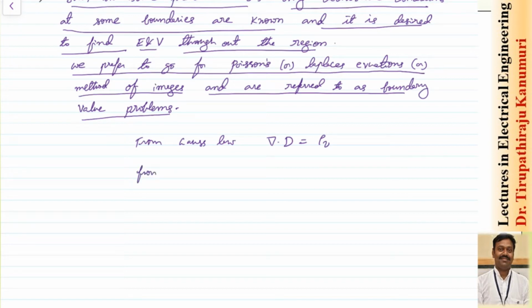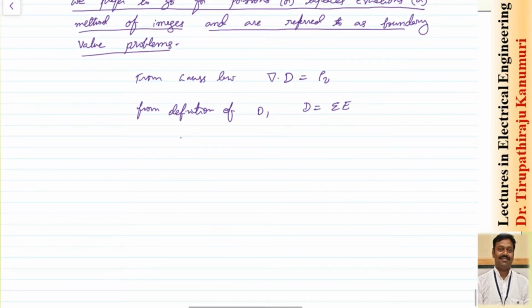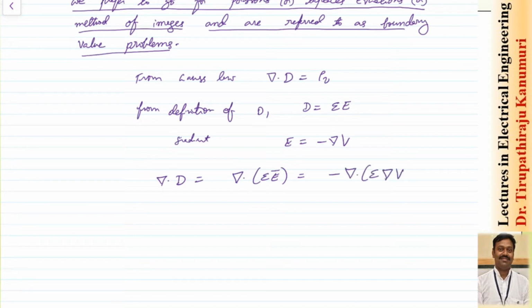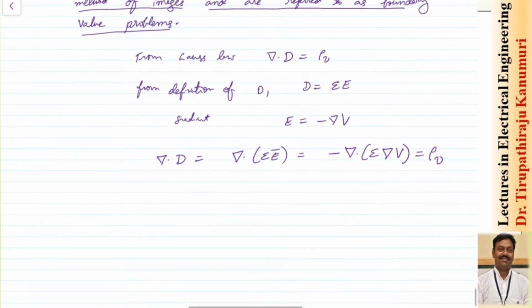From the definition of D, we can say D is equal to epsilon E. And from the gradient relationship, we know E is equal to negative gradient of V. Combining these, the divergence of D is the divergence of epsilon E, so this becomes minus divergence of epsilon times gradient of V. I take this as rho V, because the divergence of D is equal to rho V, and I have replaced E with the gradient of V.